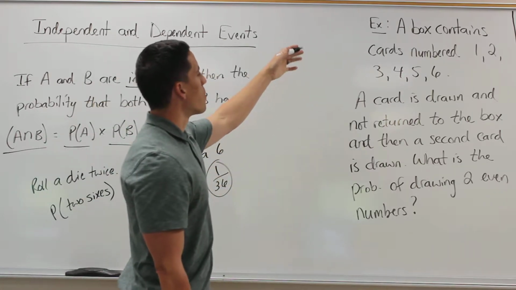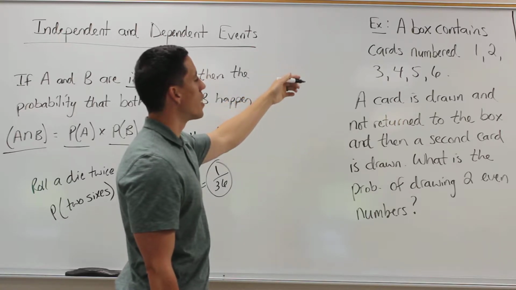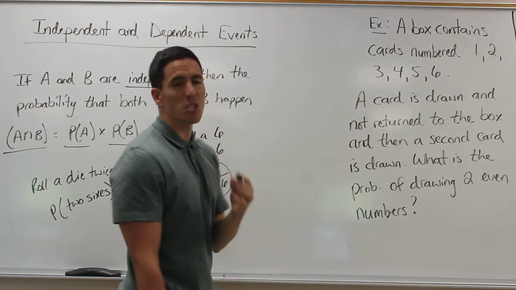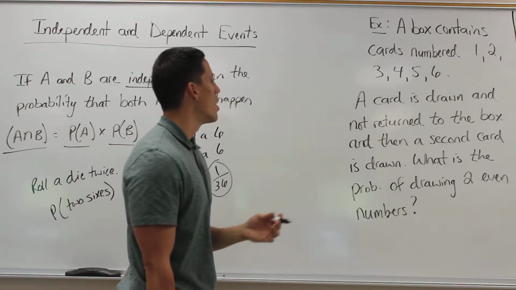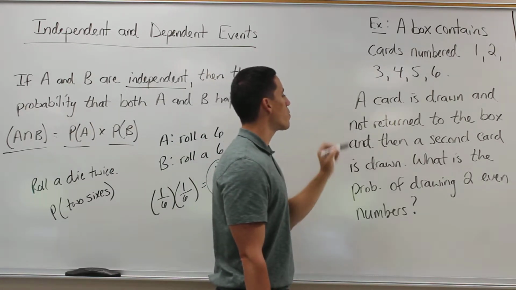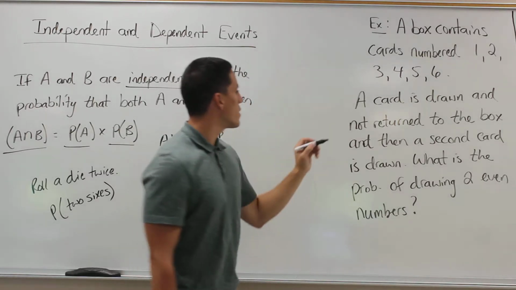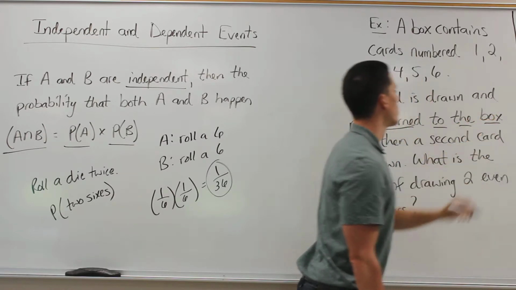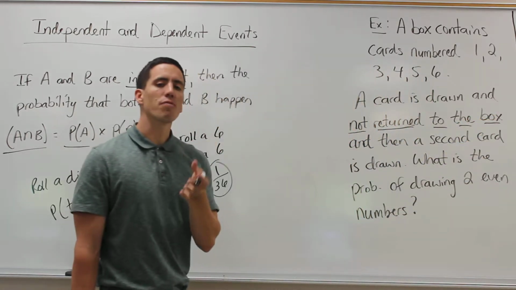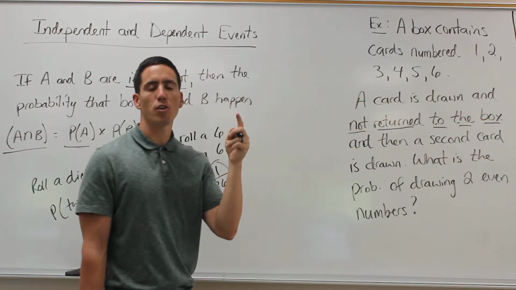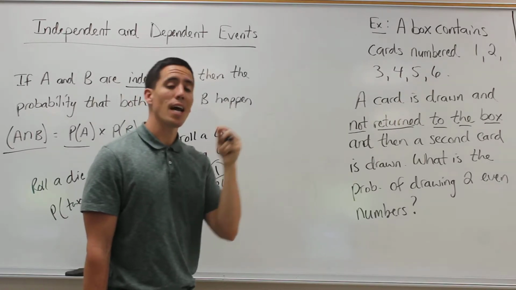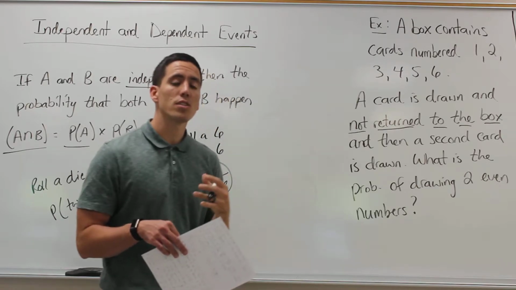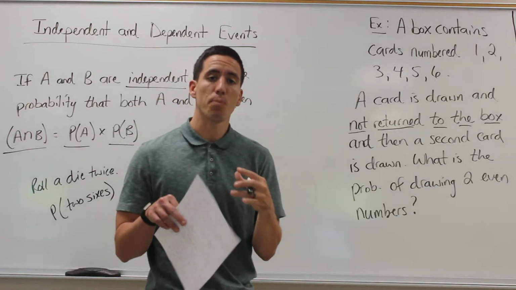Here's the setup. A box contains cards numbered 1, 2, 3, 4, 5, and 6. So there are 6 different cards in this box. A card is drawn and not returned to the box. Now that phrase, not returned to the box, or phrases similar like that, such as without replacement, are significant because normally that should trigger in your mind the idea that, okay, by not returning something to the box or by not putting something back, these two events have now become dependent.